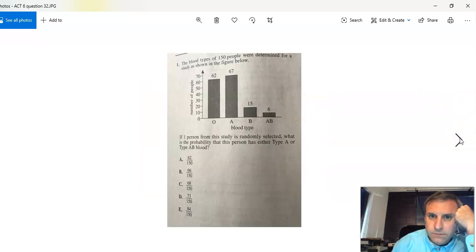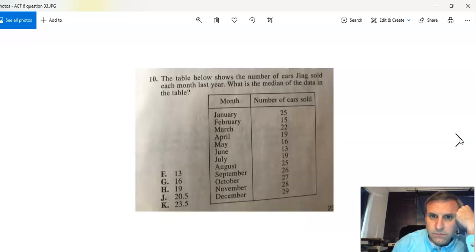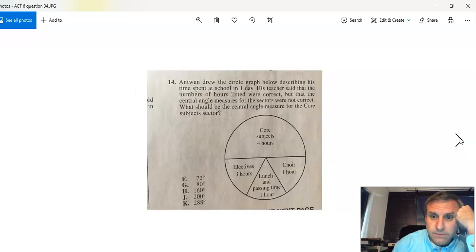All right, read a graph. Okay, we know everything's over 150. Okay, and just read it. All right, table below shows the number of cars that he sold. What is the median of the data? What's the middle number? Okay, you'll need to set them smallest to largest. Okay, and find the median.